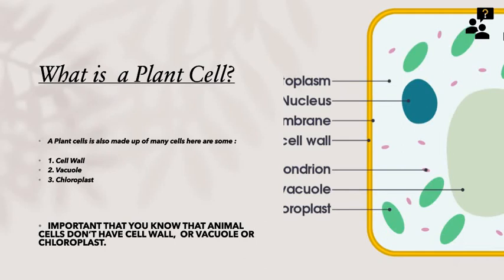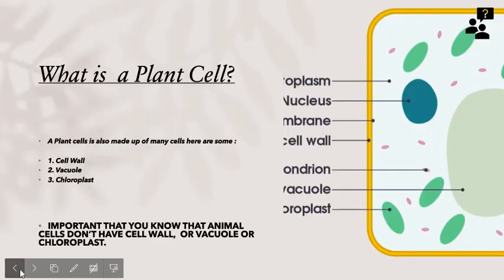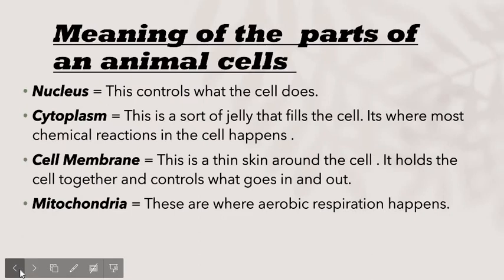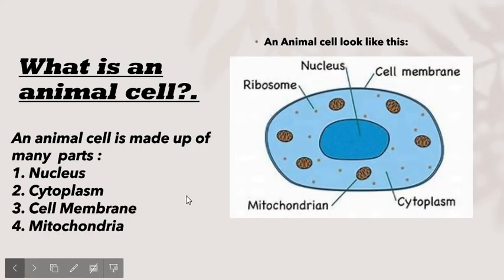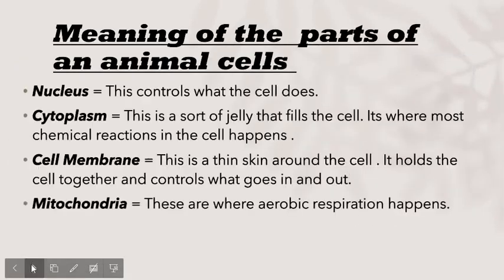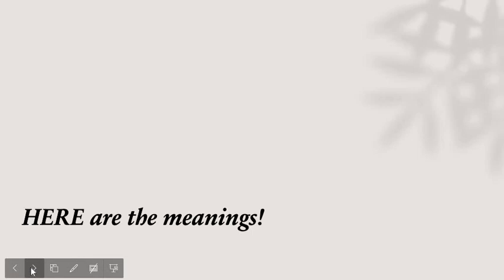And vacuole and chloroplast. So just take a look at this diagram for a quick second. Not this one, the animal cell one. And remember it in your head. It's easy to remember. Cytoplasm, jelly substance. Cell membrane is the wall like it. Nucleus is the brain. And mitochondria is where all respiration happens. And now we're going to look at the meanings.